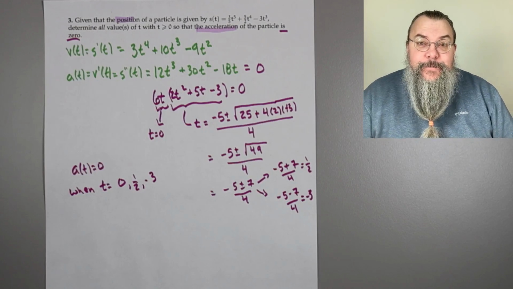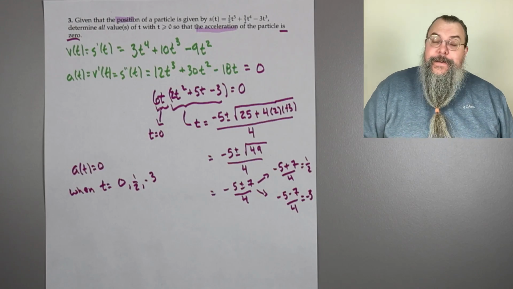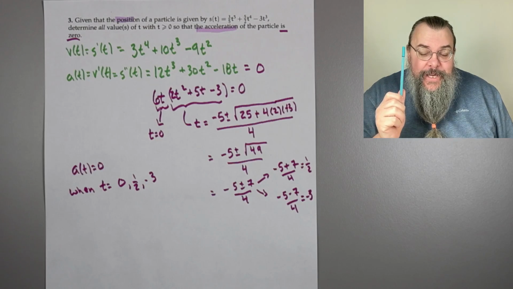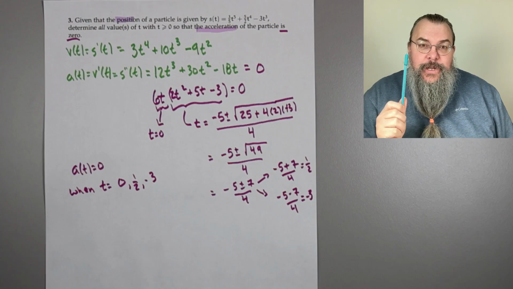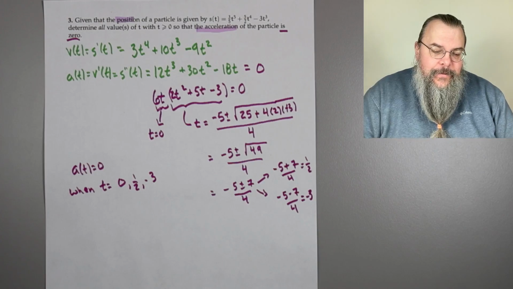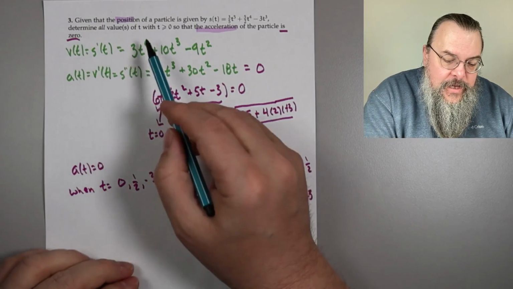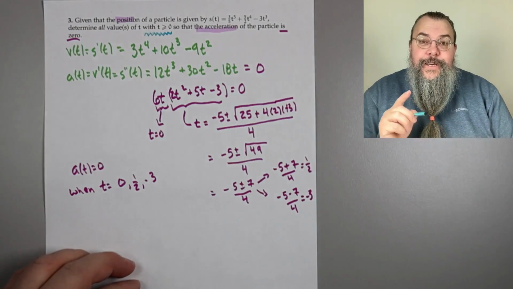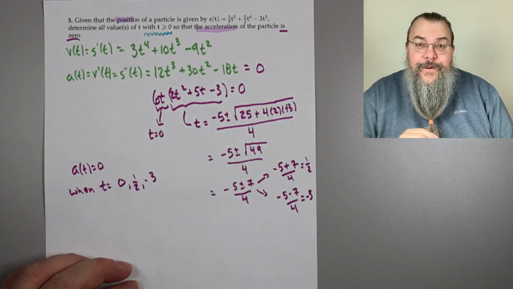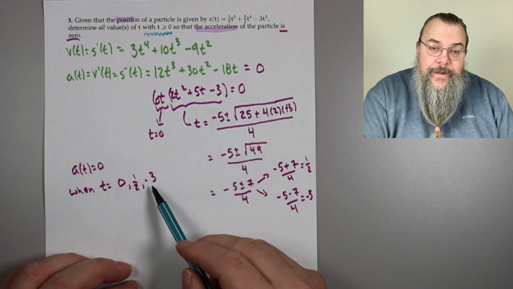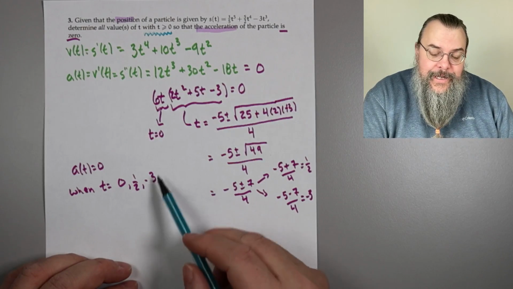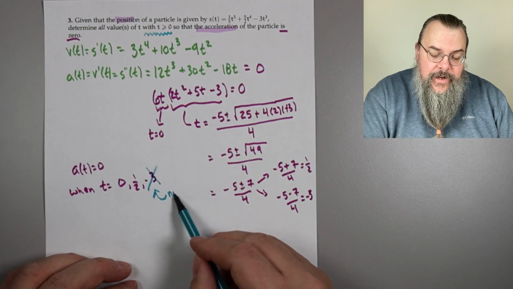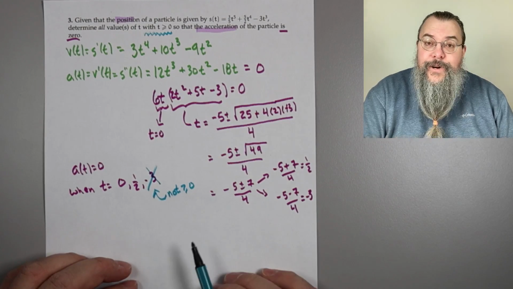Now, if you've hung around with me for a while, you'll be like, I don't know, Steve, very suspicious. Be careful. Read the problem carefully. Determine all values of t, and then there's this condition here. T must be greater than or equal to 0. Is negative 3 greater than or equal to 0? No. So this is not greater than or equal to 0. So it's not one of our solutions.